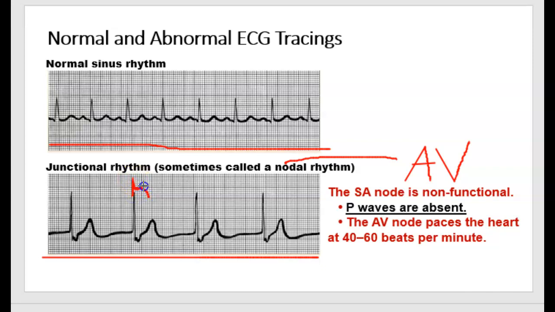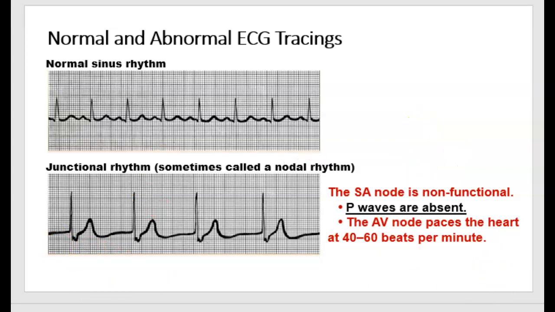And after the QRS segment, we do have our T wave. But where's the P wave? There is no P wave. So that means that the SA node is not sending a signal to the atria. It's not functional. So the AV node is going to set the rate. And here is where you see the example that I showed you before of 40 to 60 beats per minute. That's what the AV node would set the heart rate at.